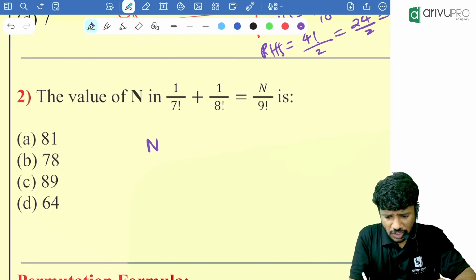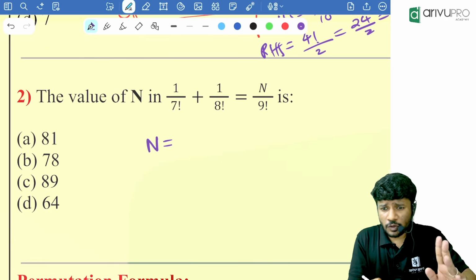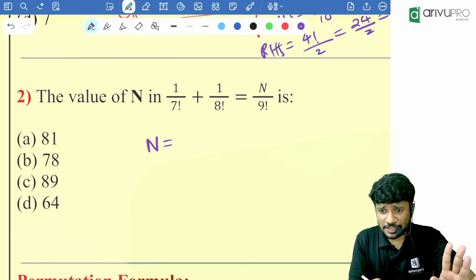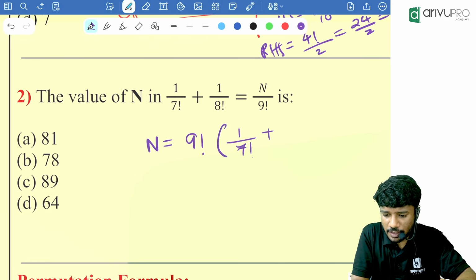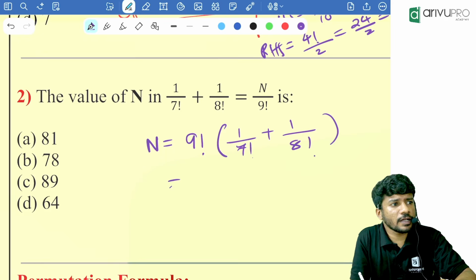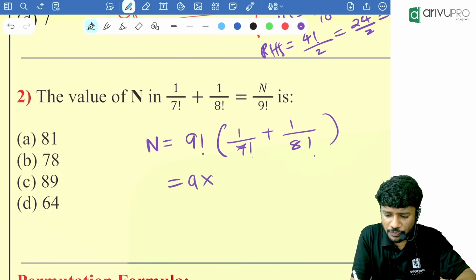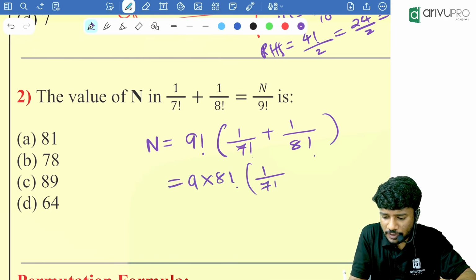Can I write n is equal to? One is option hitting method. Yes, correct. One is option hitting method, or I can write it as n is equal to, if I cross multiply, 9 factorial into (1 by 7 factorial plus 1 by 8 factorial). What is this 9 factorial? Can I write it as 9 into 8 factorial into (1 by 7 factorial plus 1 by 8 factorial).